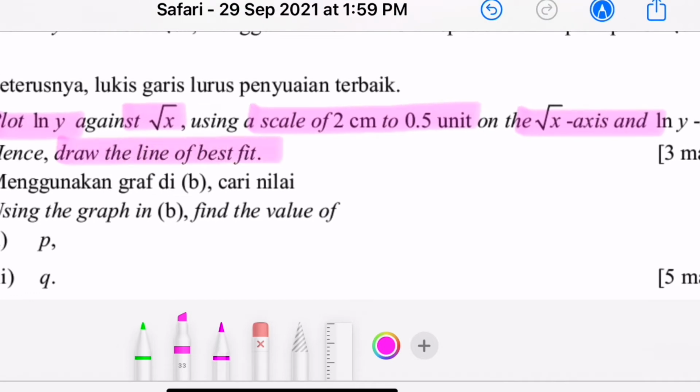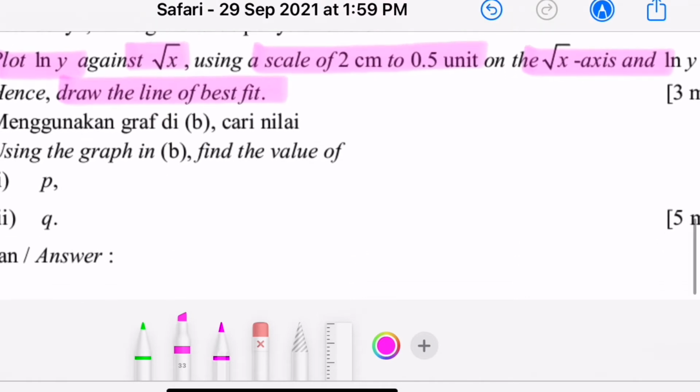So now I'm going to teach you how to read carefully the gradient and intercept. Before we read the gradient and intercept, we must make sure the line is a line of best fit. So I'm going to explain to you what a line of best fit is. Please stay focused on the definition of line of best fit. After that, we will use the gradient and the intercept to solve the constants.